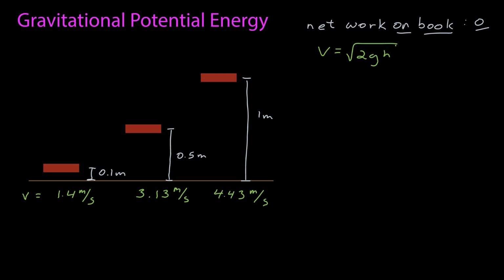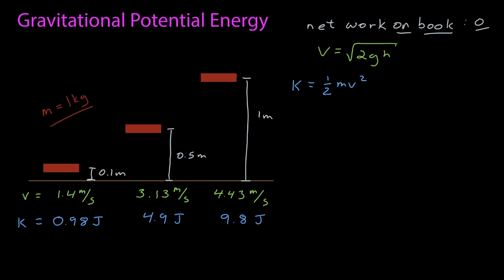We know that dropping something under free fall, it will attain a speed of the square root of 2gh, where h is the height at which it was released. So the speeds these books will have right before they hit the ground will be considerably different. And from that, if we assume the mass of the book is, say, 1 kilogram, they each will have significantly different kinetic energies as well. The one dropped from 1 meter will have 10 times the kinetic energy of the one dropped from 10 centimeters.